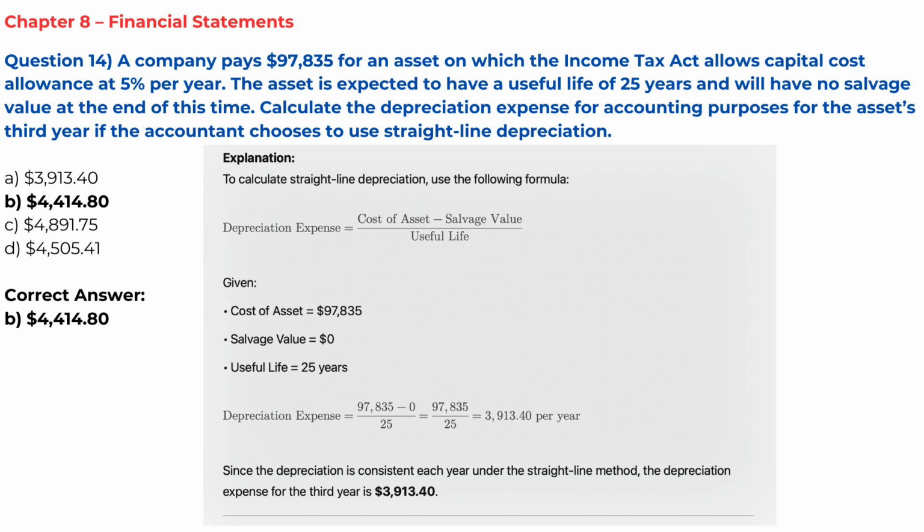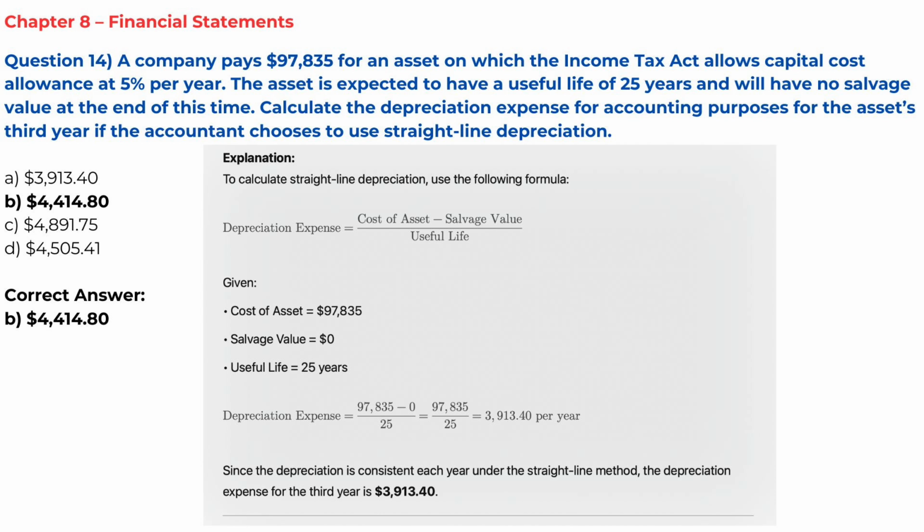Calculate the depreciation expense for accounting purposes for the asset's third year if the accountant chooses to use straight-line depreciation. Correct answer, B. $4,440.80. Explanation. To calculate straight-line depreciation, use the following formula. Depreciation expense equals cost of asset minus salvage value divided by useful life. Given: cost of asset equals $97,835.